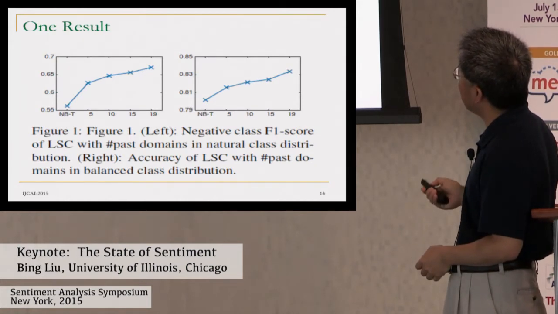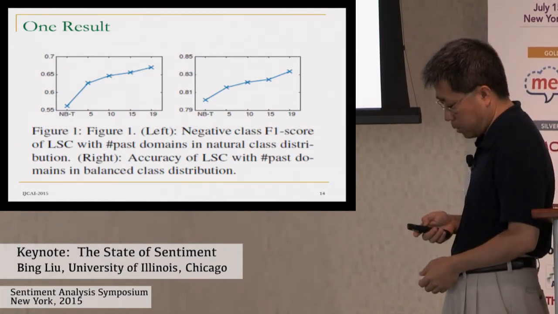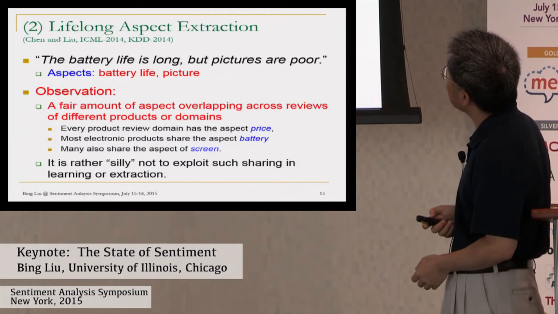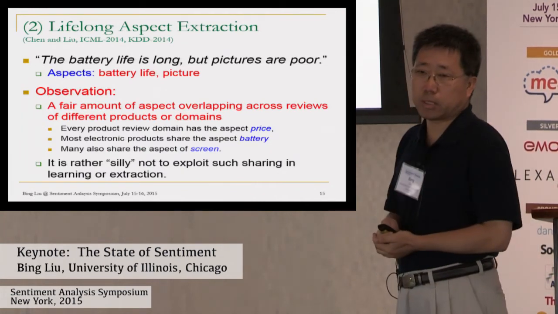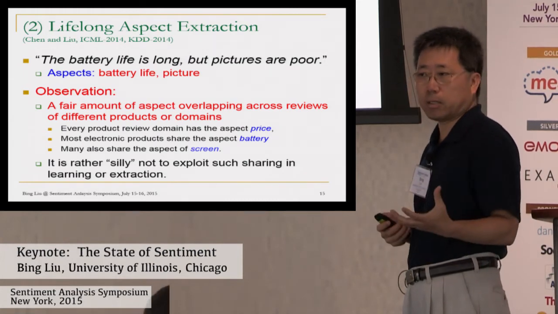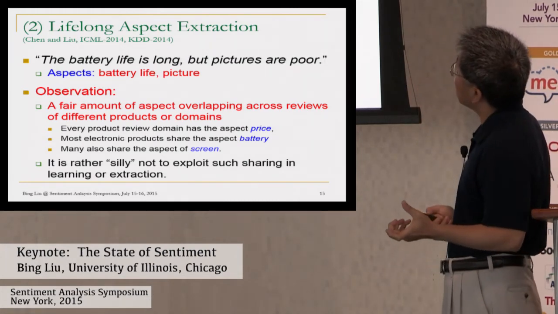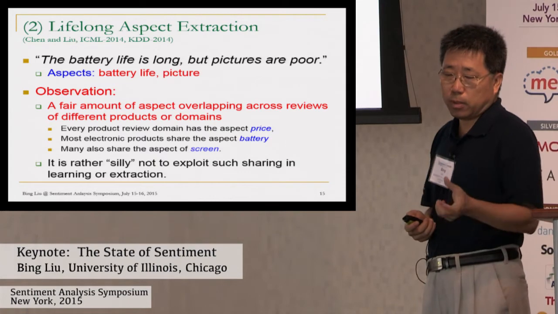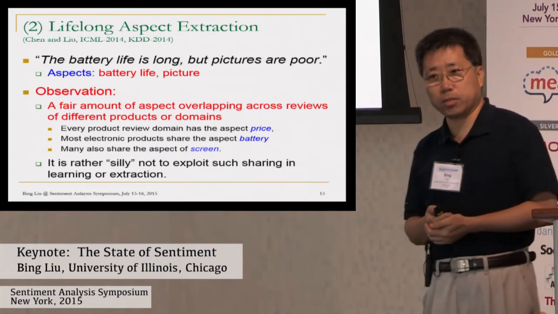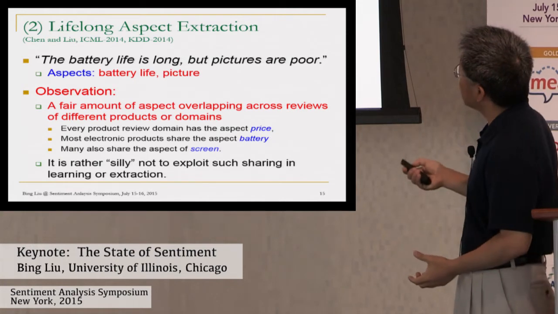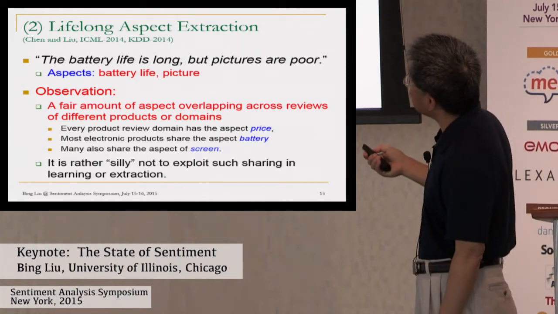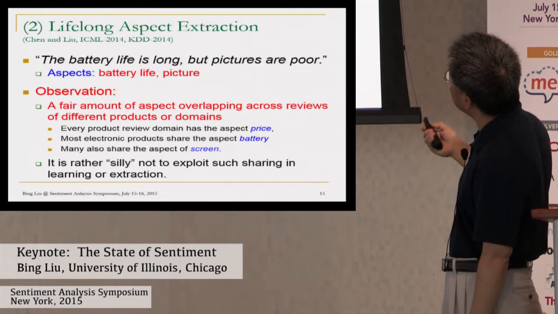So you can see the result going quite a bit better. So this one, I'm just talking about sentiment analysis, the second aspect, the second part, which is the aspect extraction. Essentially, we'll try to extract the product features, right? And then we have product features, which essentially is something like this: the battery life is long, but the pictures are poor.